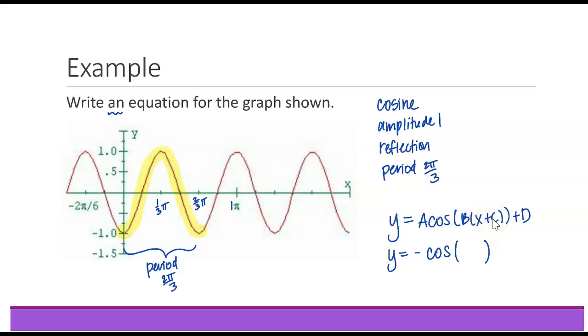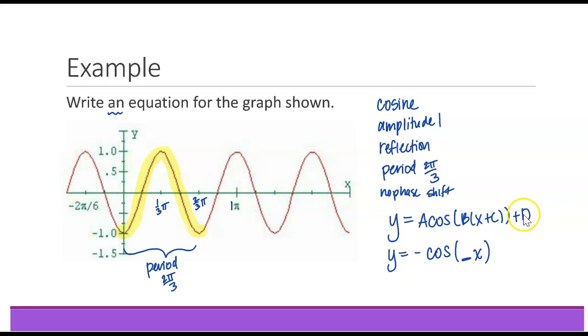C would be if there's a phase shift, and we didn't identify a phase shift because we said we're starting at the negative of the amplitude. So maybe I'll write that note, right? We're not identifying a phase shift. So the value of C is 0. So here what we're just looking for is this value of B. So we'll fill that in a second.